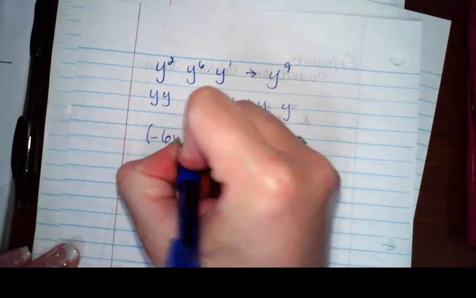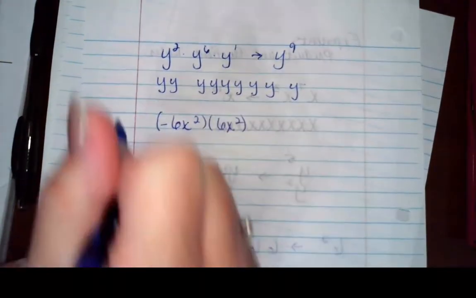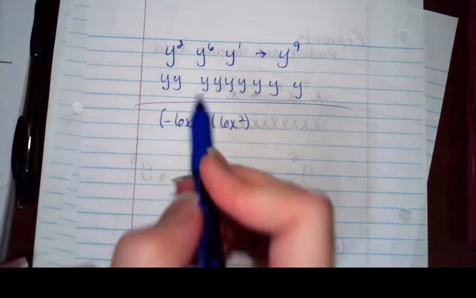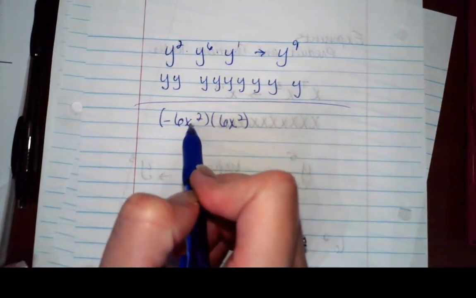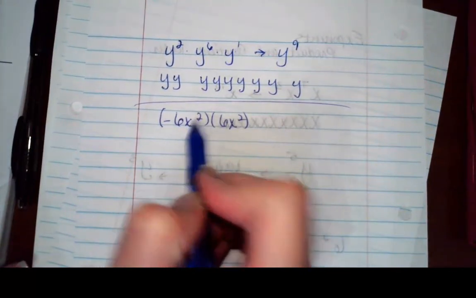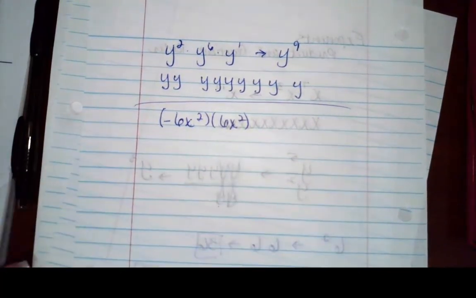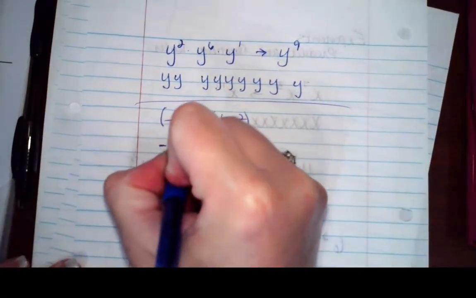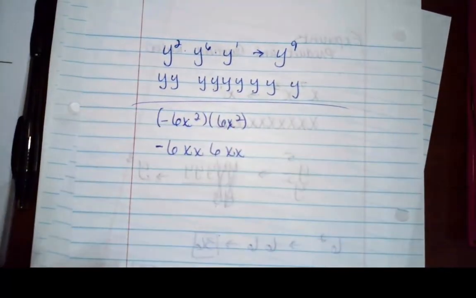All right, a negative 6x squared times a 6x squared. So now my question is, what does this exponent belong to? He only belongs to the x. What does this exponent belong to? He only belongs to the x. So I'm just going to go ahead and write everything out. That gives me a negative 6 times x times x times 6 times x times x.